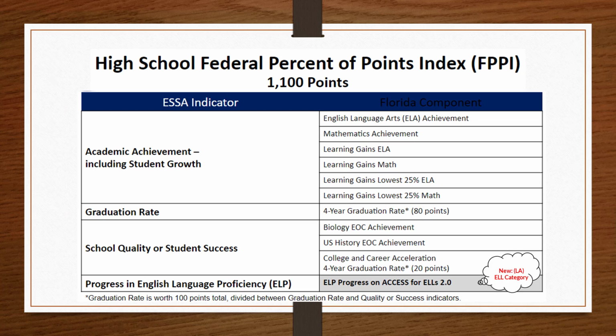At the high school level, however, the 4-year graduation rate is included as part of the college and career acceleration measure for a maximum of 20 points, as well as under the graduation rate indicator for a maximum of 80 points, for a total weight of 100 points in the federal index. And college and career acceleration are added components of the student success indicator, along with biology and U.S. history EOC achievement. These 11 components combine together for a total of maximum of 1,100 points.